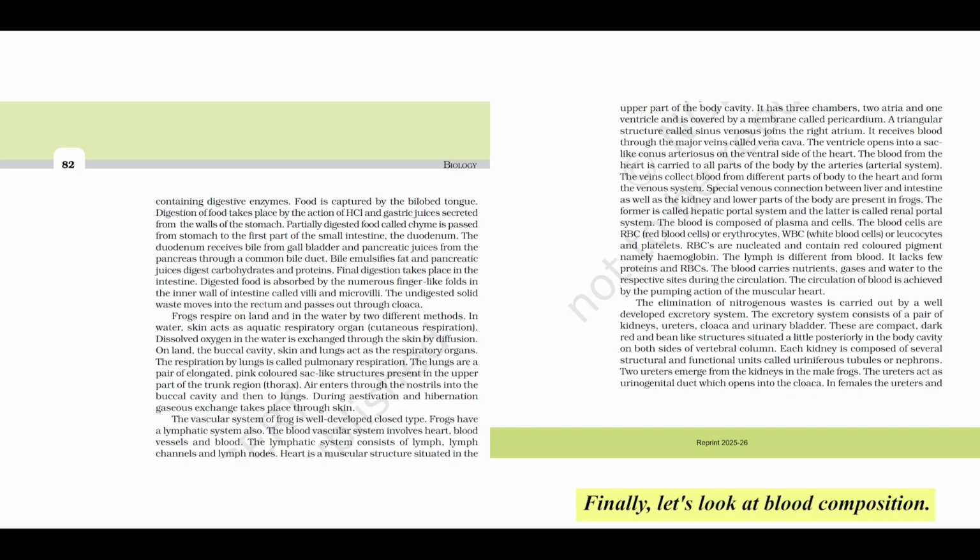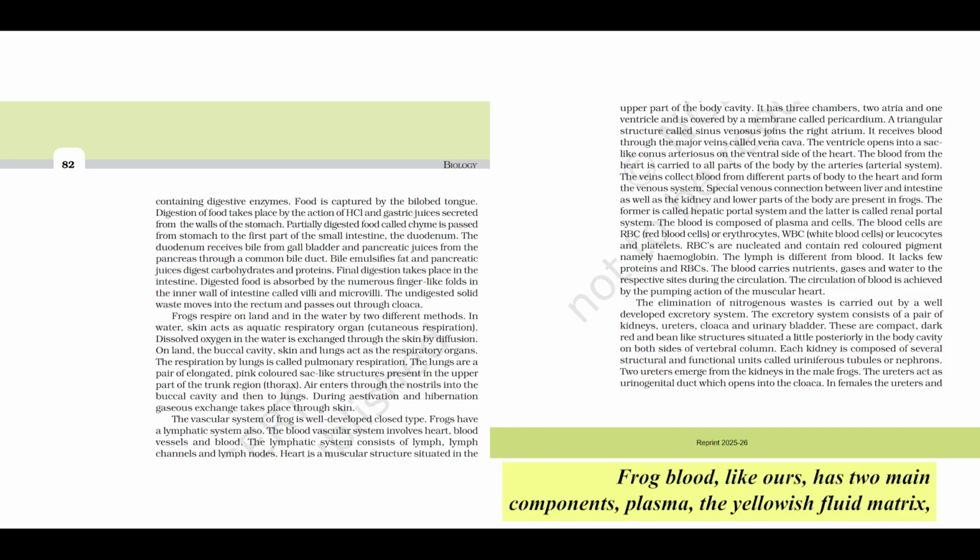Finally, let's look at blood composition. Frog blood, like ours, has 2 main components: plasma, the yellowish fluid matrix, and various blood cells suspended within it. The blood cells include RBCs, red blood cells or erythrocytes. These are notable because, unlike mammalian RBCs, they are nucleated. They keep their nucleus and contain hemoglobin for oxygen transport. You also have WBCs, white blood cells or leukocytes, crucial for immunity, and platelets involved in blood clotting.